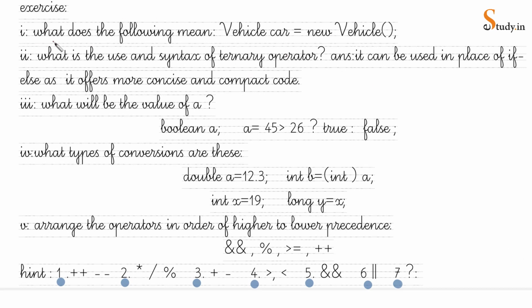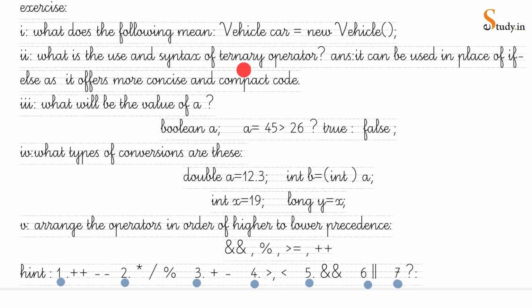So what does the following mean? Here we have written Vehicle car = new Vehicle(). So what do you think is happening here? In a question like this, what we'll write as an answer is that here we are creating an instance of the Vehicle class called car, and we are allocating memory to this car object. Okay, so I'll repeat the answer again. Here we are creating an instance of the class called Vehicle, the instance name is car, and we are also allocating memory to the object called car.